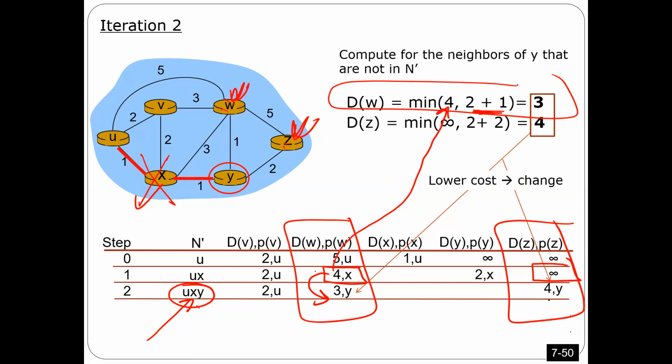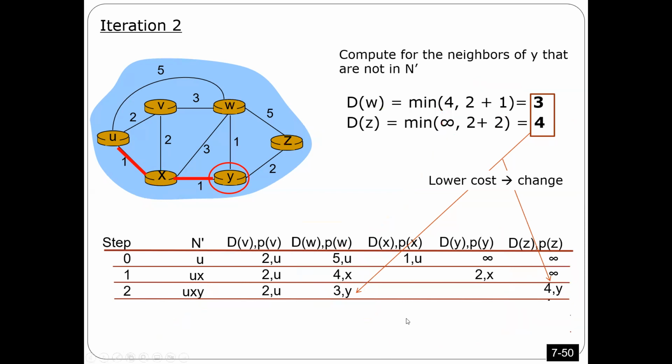Now let's look at Z. For Z, I already have infinity, right? That's why you can see here, I have infinity here. But if I go through Y, the cost will be 1 plus 1 plus 4, plus 2, which is 4. So 4 is less than infinity, so I'm gonna update this one.